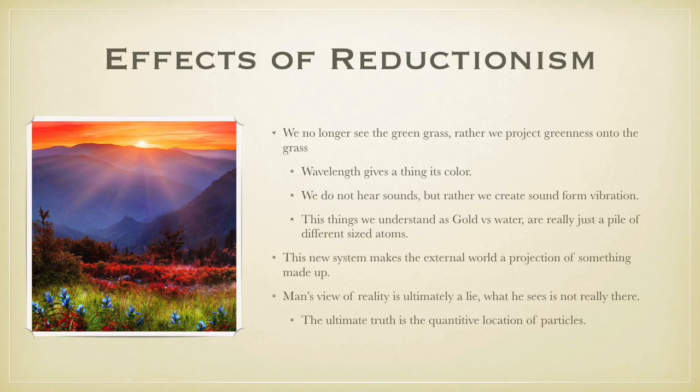This new philosophy has drastic changes on how we interact with the external world. We no longer see the green grass. Instead, we see the grass and project greenness upon it. For greenness is not in the grass itself. Greenness itself does not exist, but rather it is the light that hits the grass and comes back at a specific wavelength. This wavelength is then interpreted as green in our mind.